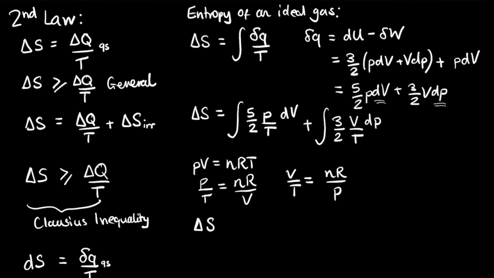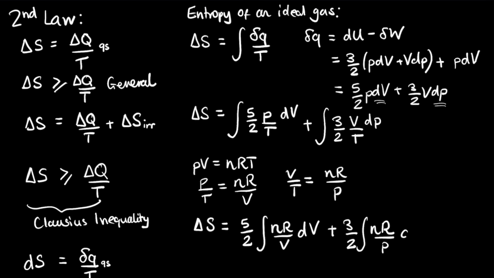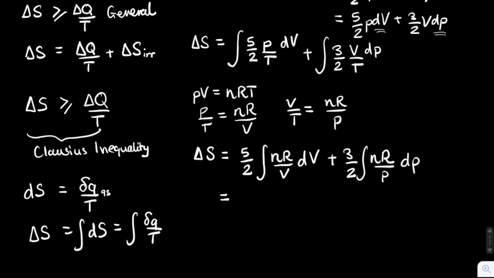So delta S is equal to 5 over 2, which is a constant, so we can bring that out the front, times the integral of nR over V dV, plus 3 over 2 times the integral of nR over P dP, right here. So it's starting to get a little bit long, isn't it? And now we can integrate these terms.